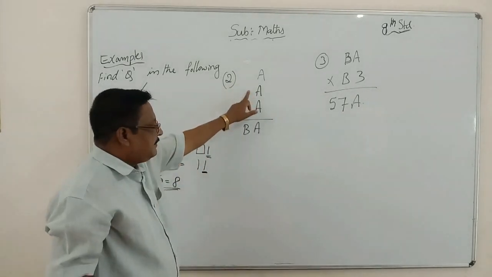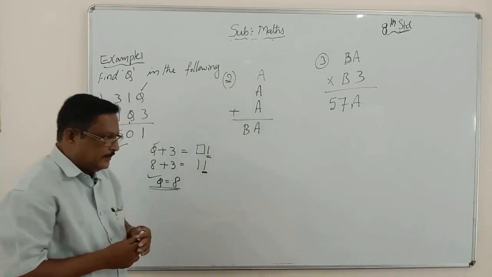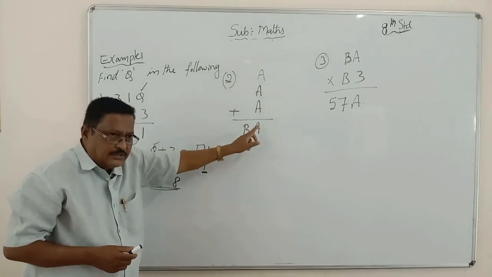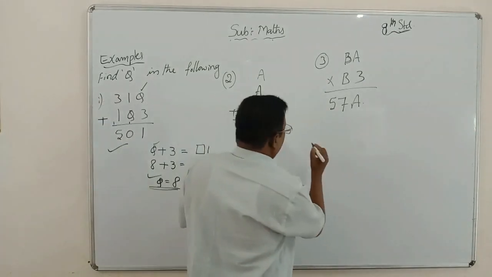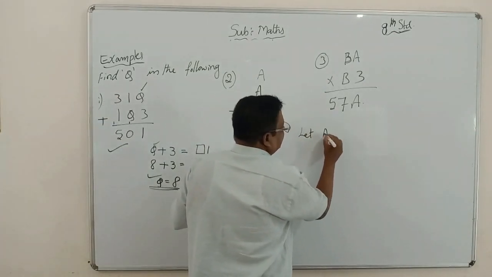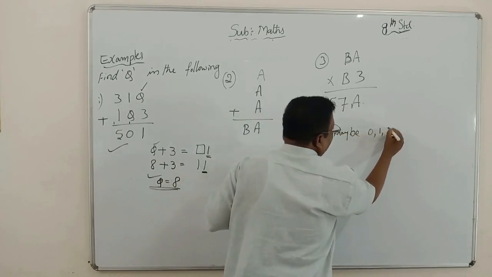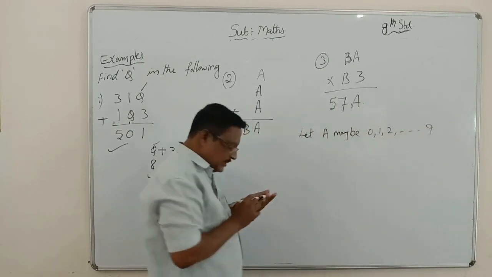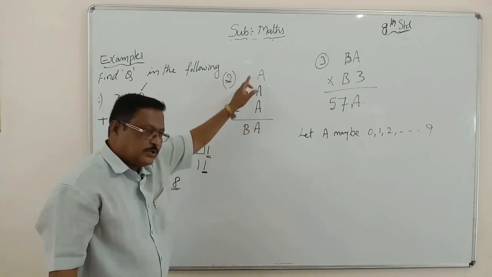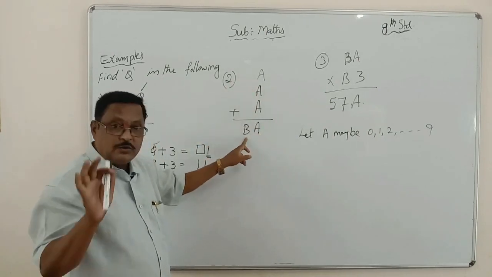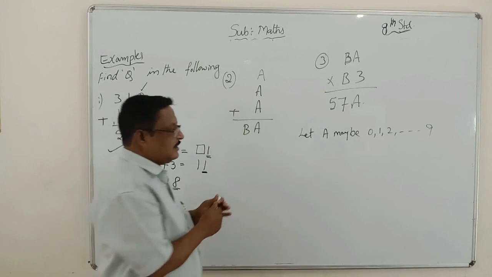Here a plus a plus a. 3 times the number is added, that is nothing but BA. It means whatever the number is given 3 times, that number is in unit place, another number in tenth place. Suppose a is equal to 0, 1, 2 up to 9. Which number is suitable for this problem? Suppose a is 0, then 0, 0, 0 means 0, adding 0 means 0. There is no tenth place in these numbers. 0 is not suitable.